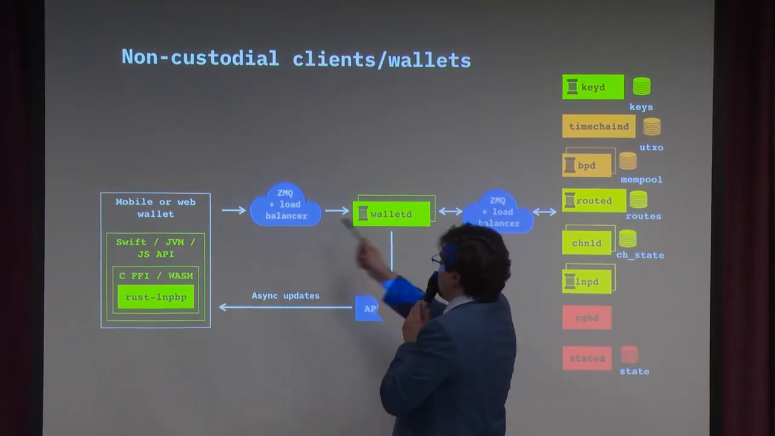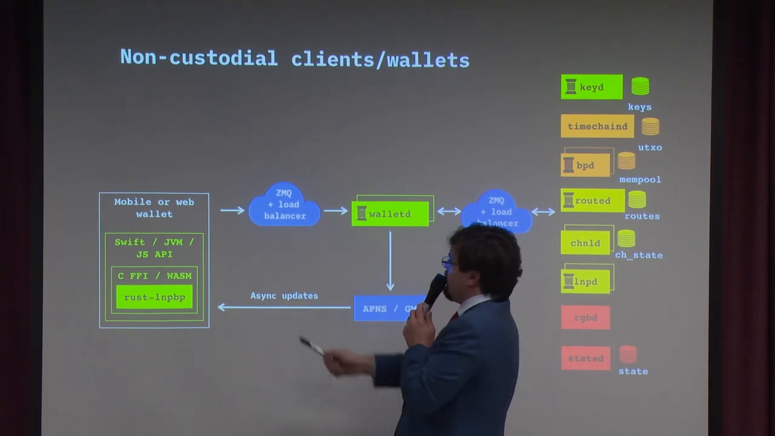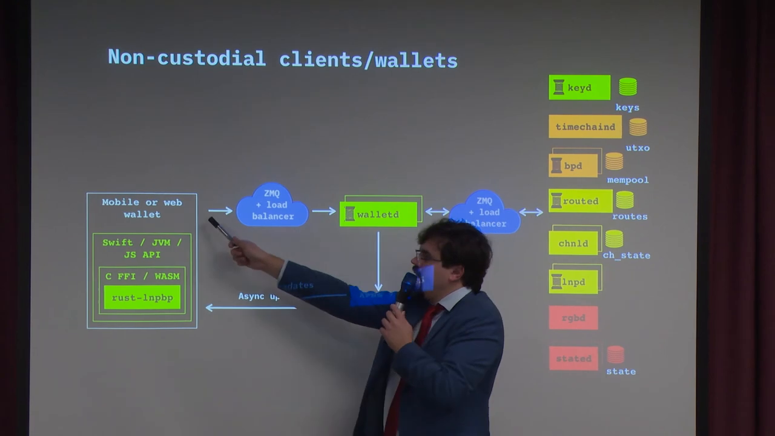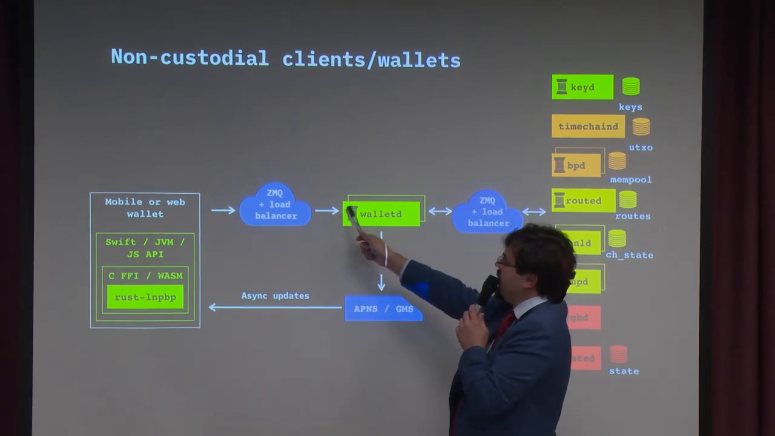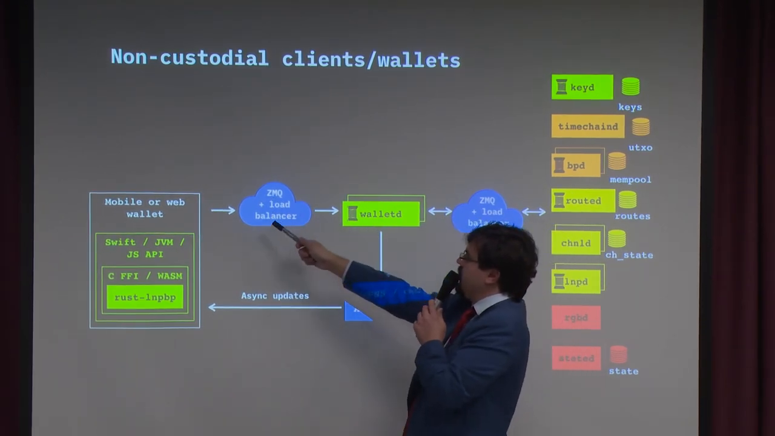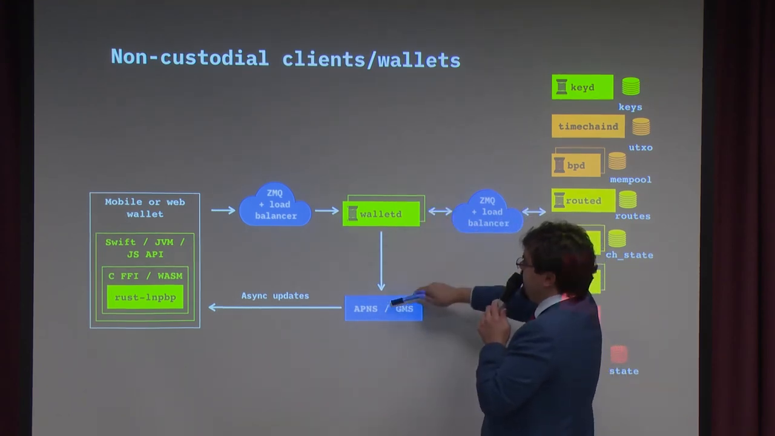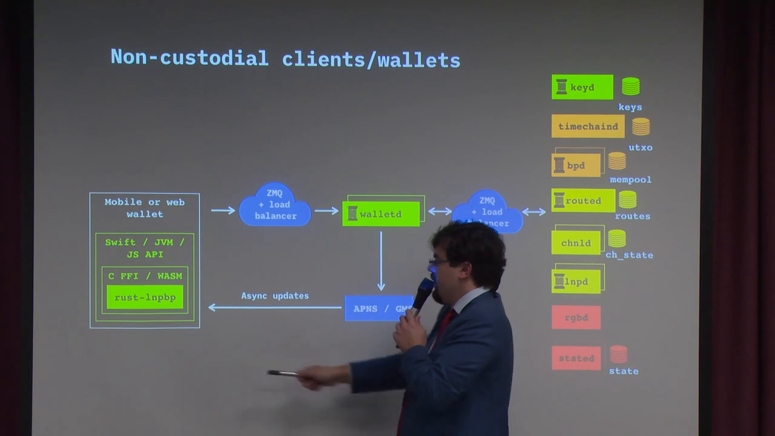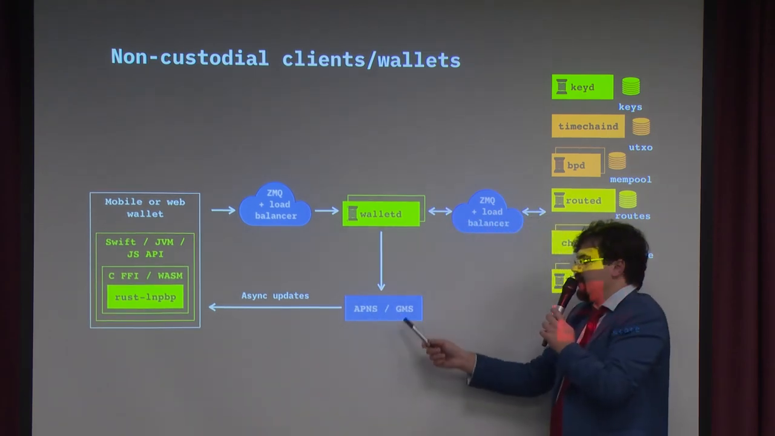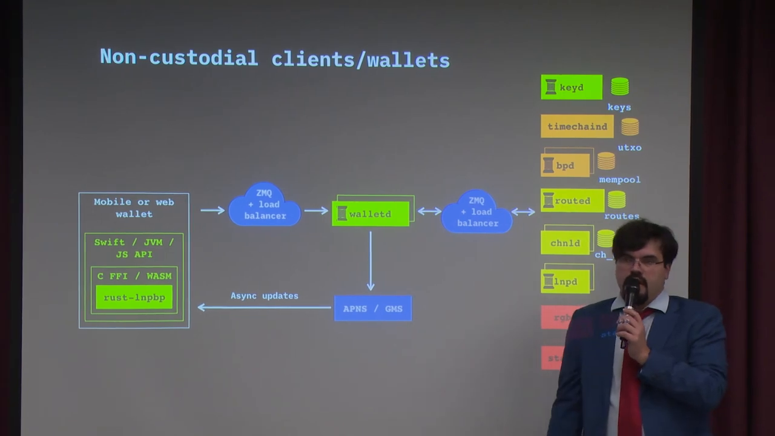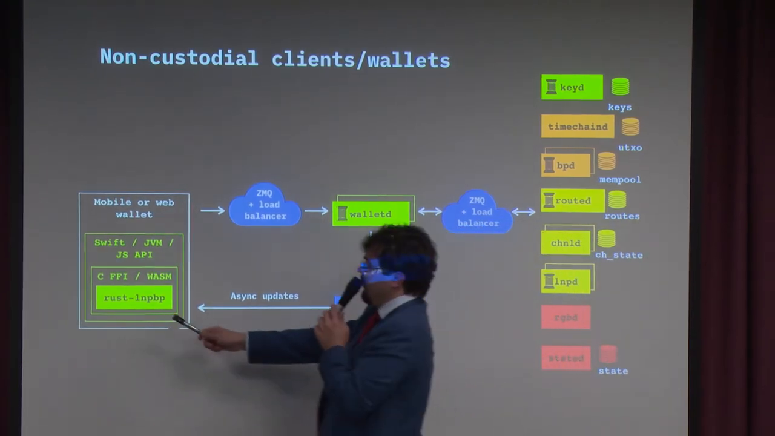Regarding the API for client server integration, we can have the API working again over ZeroMQ in one way, with load balancing and everything required, and the information delivered back to the wallet through the Apple push notification and Google messaging services in an asynchronous way, when the client is offline.